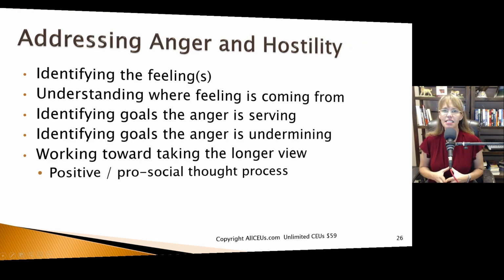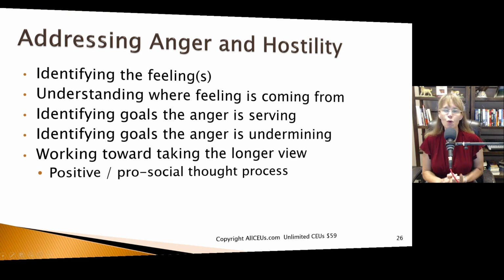When addressing anger and hostility, we want to encourage the person to identify the feelings that they're feeling right then, physical sensations as well as emotional feelings. Understand where that feeling is coming from. What thoughts are you having that are triggering that anger? What is going on that is making you feel irritable, hostile, angry? It may be that they feel unsafe. It's triggering something from a trauma in their past, and so they're feeling more defensive. We don't know. We need to process that with them.